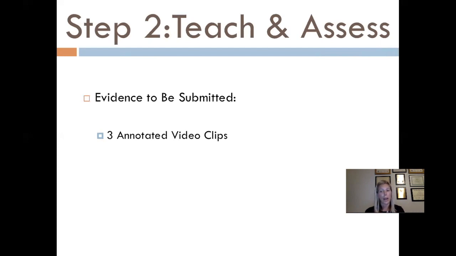Because once you have those video clips, again, they're going to the Pearson website, and we'll talk about that at a later date. I don't want to overwhelm anyone at this point, but they will go to the Pearson website where you will use their annotation tool, and faculty cannot see anything that you put up there, so they need to see it ahead of time.